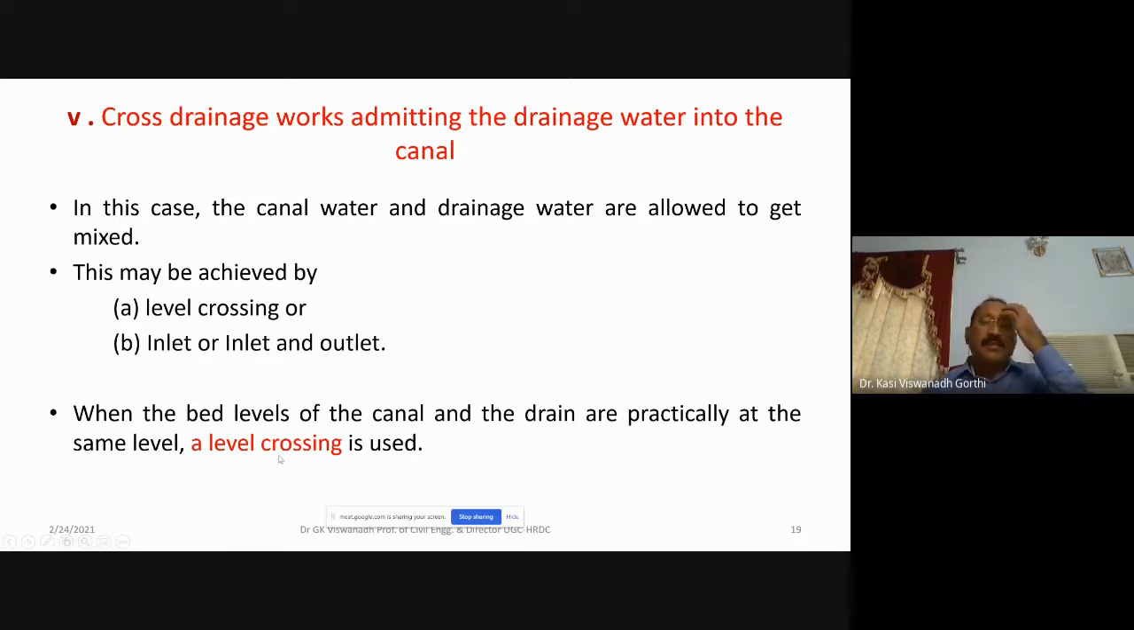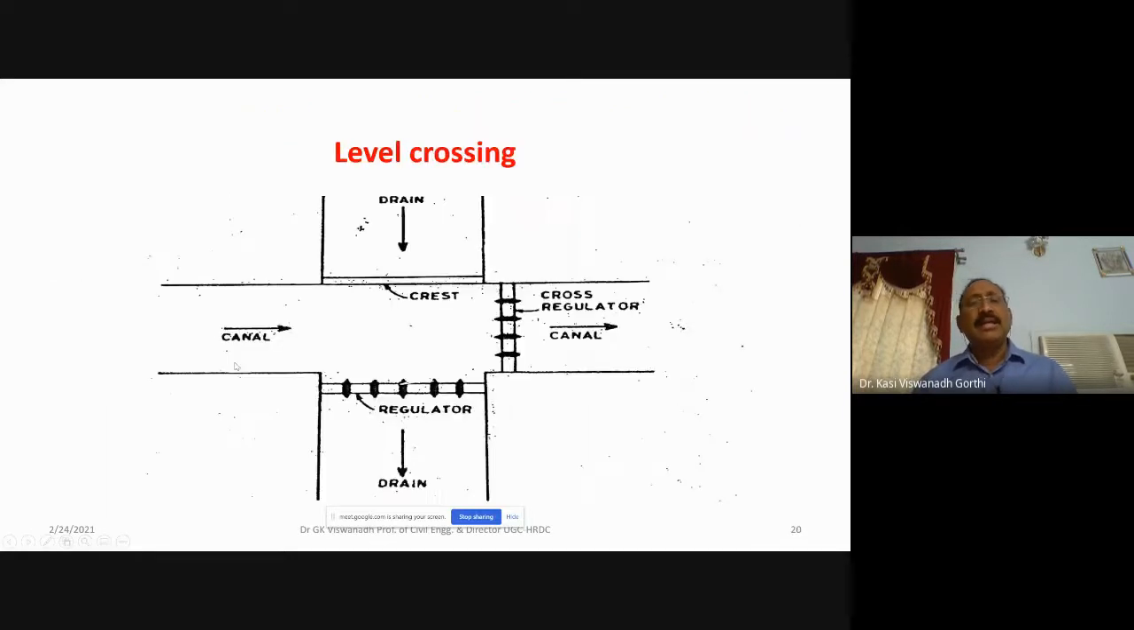Okay. So when the bed levels of the canal and drain are practically at the same level, usually a level crossing may be provided. So you have canal bed level and the bed level of the river, both at the same level. Then we have to go for providing either a level crossing or inlet and outlet. You can see here, this is the level crossing which is provided to a canal and a drain, and in this case, what is happening? The water which is flowing through the drain is allowed to get mixed with the water which is flowing in the canal.